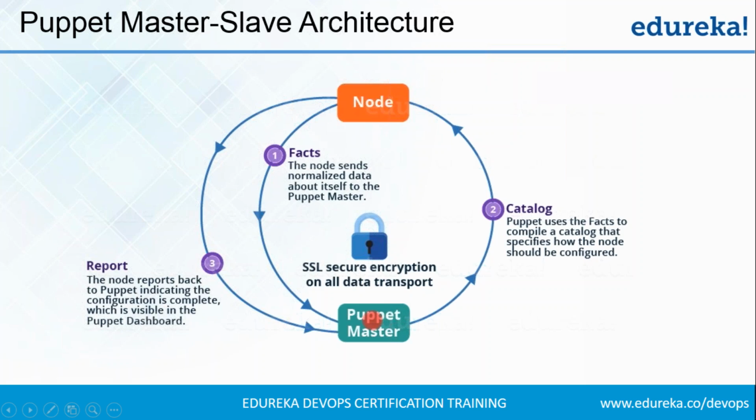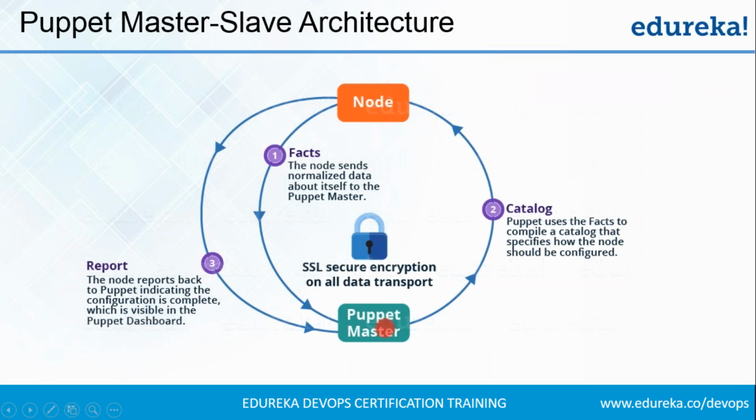So the catalog is compiled by the Puppet master and then it is sent back to the node. Finally, the slave provides data about how it has implemented that catalog and sends back a report. So the node or the agent sends the report back saying that the configurations are complete, and they can view that in the Puppet dashboard as well.